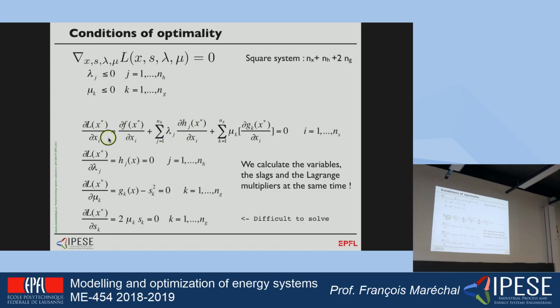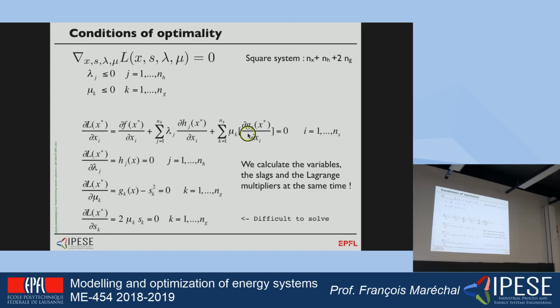The derivative with respect to x is the derivative of the objective function. So it would mean find the value where the function is minimum. It has to be equal to 0. But adding to this contributions related to each of the equality constraints and to each of the inequality constraints. So this is the derivative with respect to x.